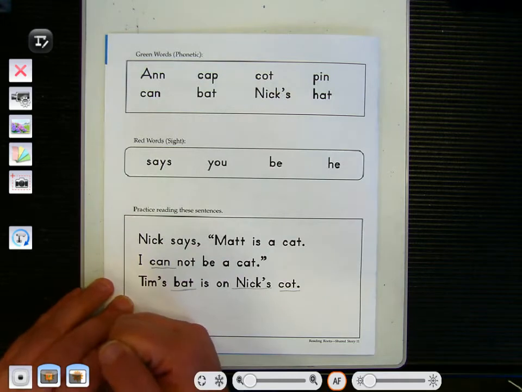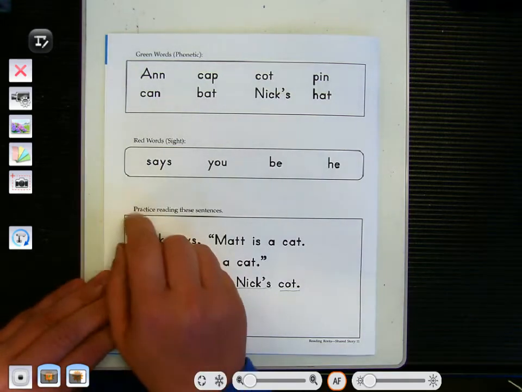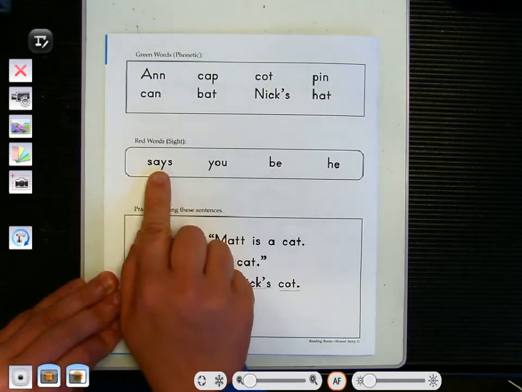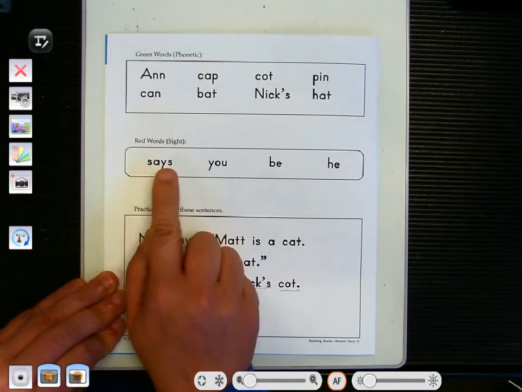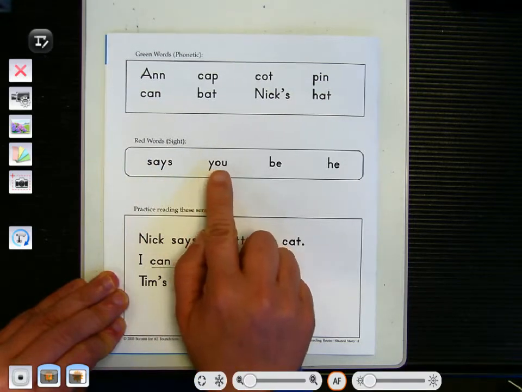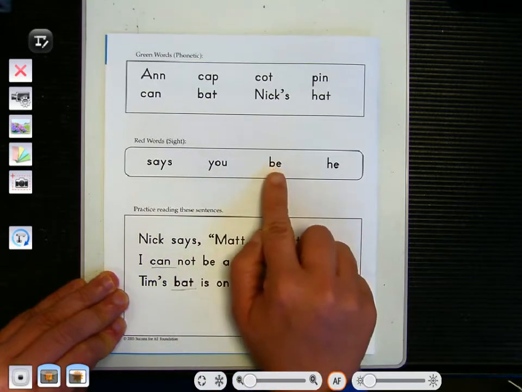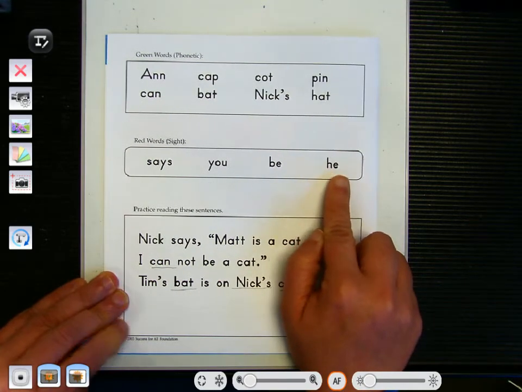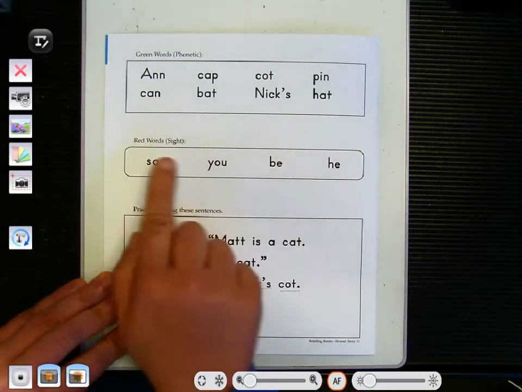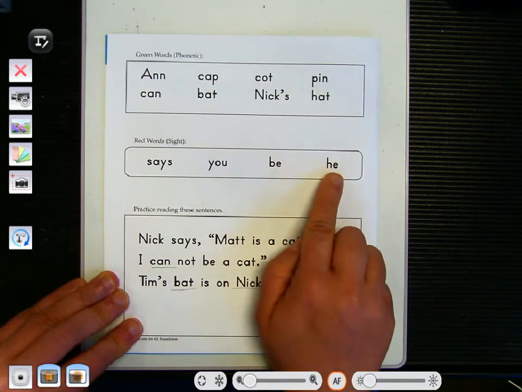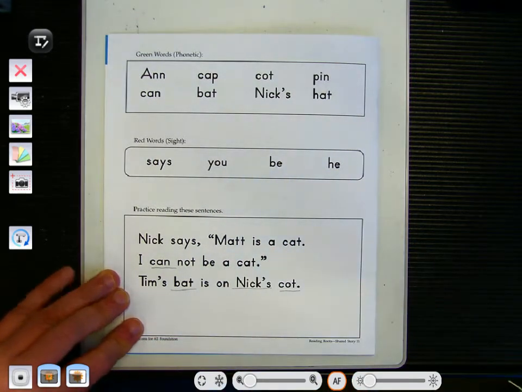All right, let's say it, spell it, say it. Our sight words. In red are our red words. Says. S-A-Y-S. Says. You. Y-O-U. You. Be. B-E. Be. He. H-E. He. All right, let's say those words one more time. Says, you, be, he. Your turn to say it, spell it, say it.